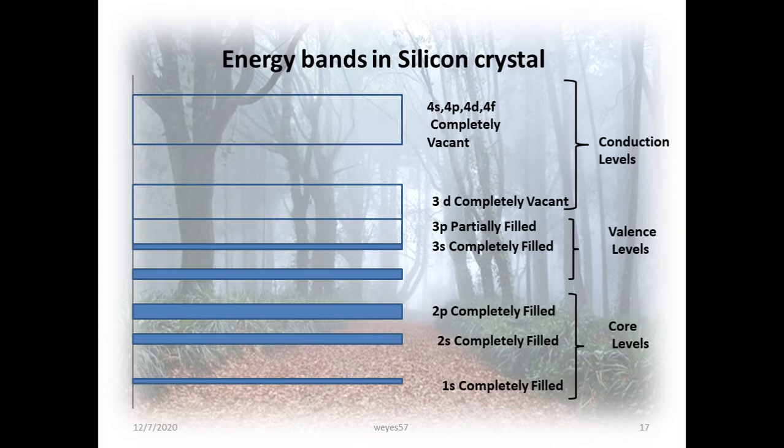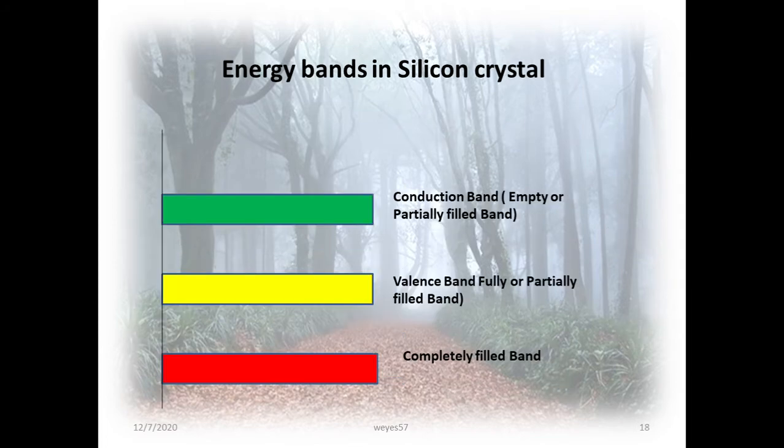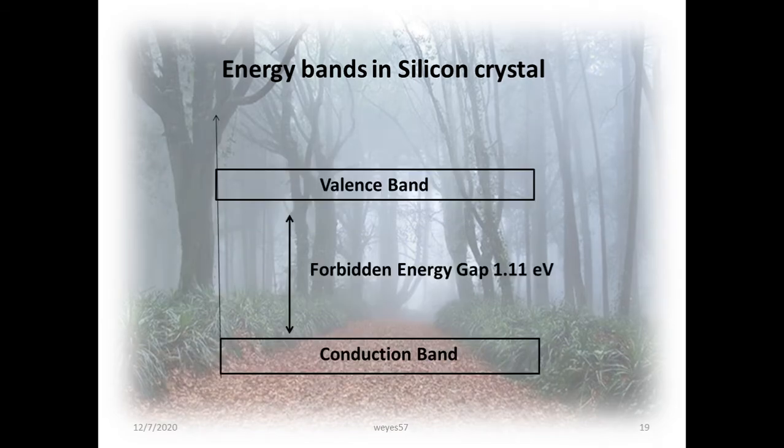Now, the energy levels of the silicon atom. As I have told you, 1s, 2s, 2p are our core energy levels, 3s and 3p are valence levels, and all the levels above 3p are called conduction levels. Energy bands in silicon crystal: in the band structure, the completely filled band is shown by red color, the valence band by yellow color, and the conduction band by green color.